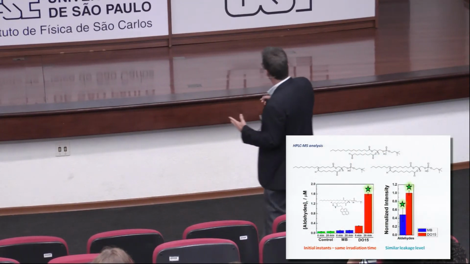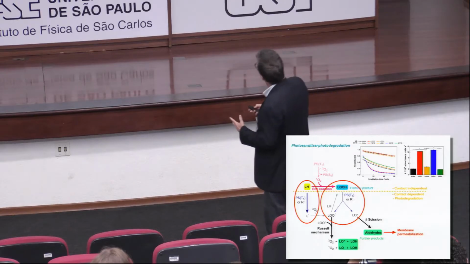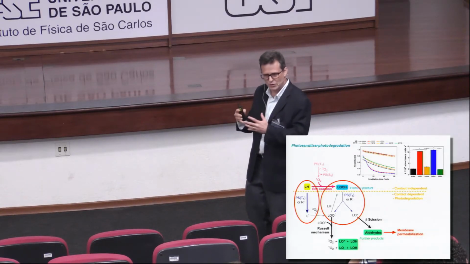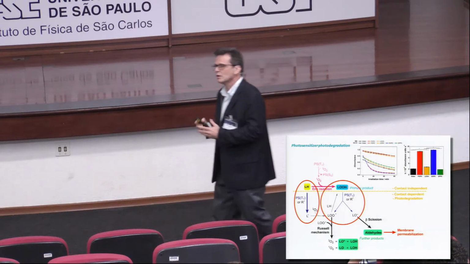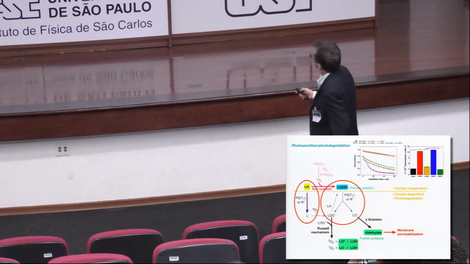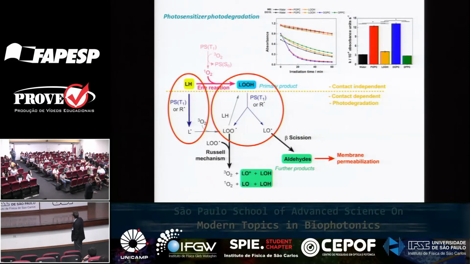So now comes the step in which we had to understand how the aldehydes are formed, to really understand how these two molecules work differently. The photosensitizer makes singlet oxygen. Singlet oxygen does react with the lipid, makes hydroperoxide. But then there may be a lot of reactions within the membrane. What are the reactions that are really leading to aldehydes that cause membrane permeabilization?